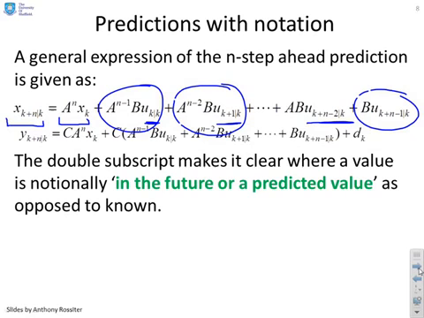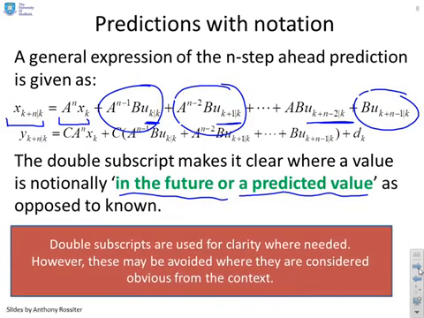Now, the double subscript makes it clear where a value is notionally in the future or a predicted value or a decision variable, as opposed to something that you know. The double subscripts are used for clarity, but the key thing here is only where they're needed. You'll find quite often people don't put them in because they say it's obvious from the context what's a prediction and what's not. So if you don't need them, don't put them in. But if you think there's a possibility for confusion, then put them in.